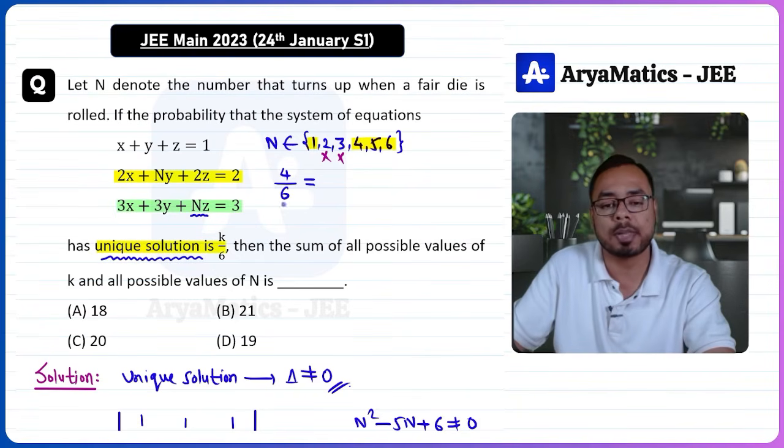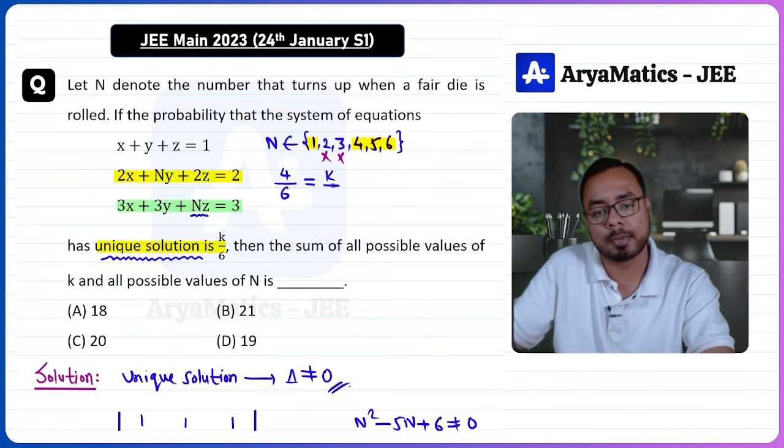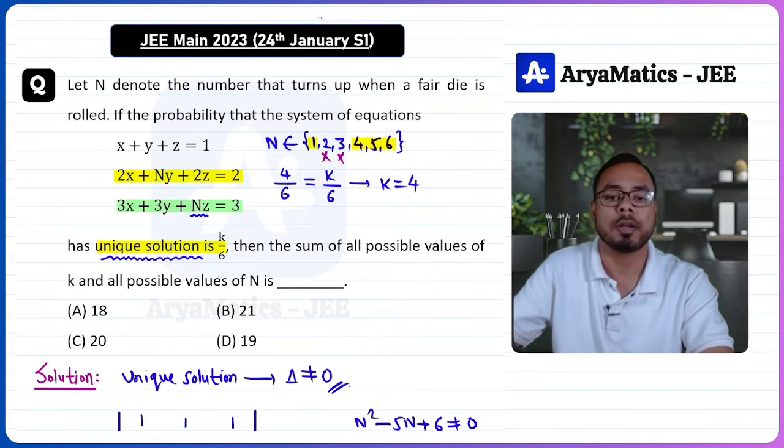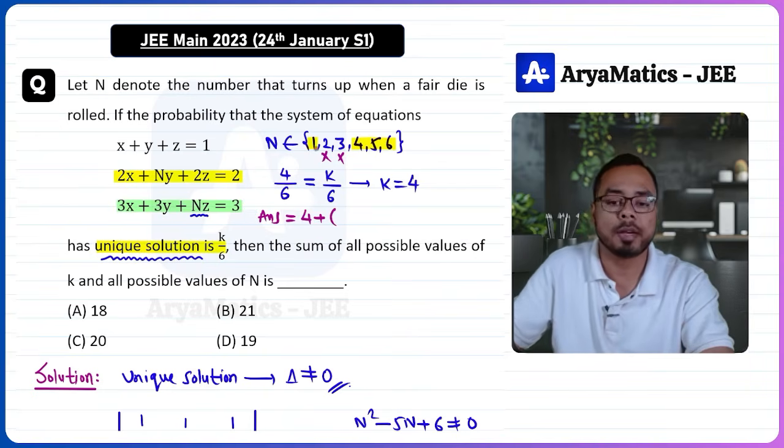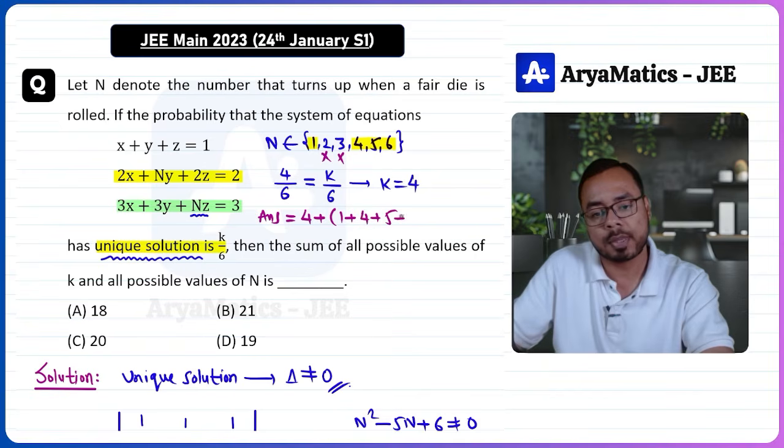So this is the probability that the system of linear equations will have a unique solution, and this probability must be k by 6, which is given. So from here clearly you can see that the value of k will be 4. Now the question was: what is the sum of all possible values of n and all possible values of k? There is only one value of k, which is 4, and there are four possible values of n. n can be any number other than 2 and 3. So the possible values of n are 1, 4, 5, and 6.